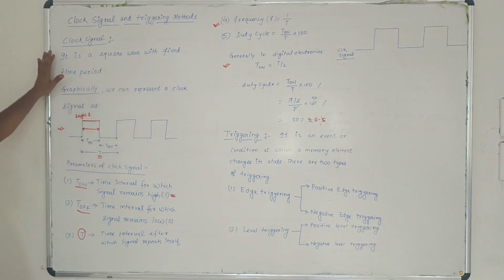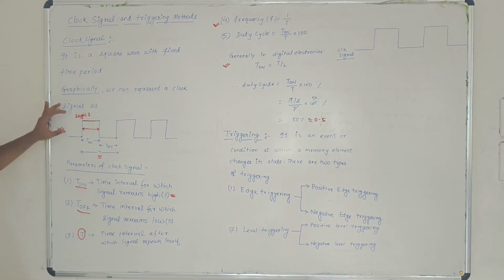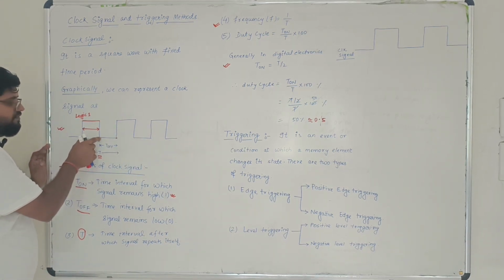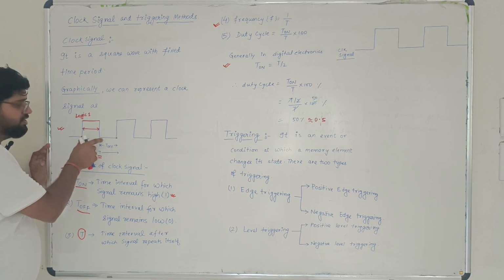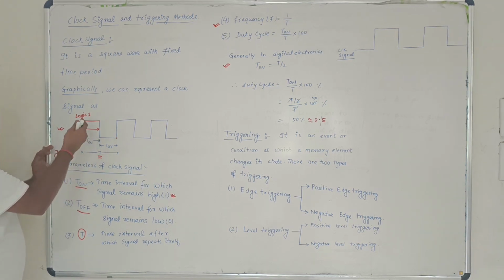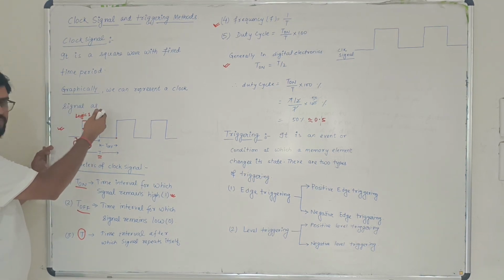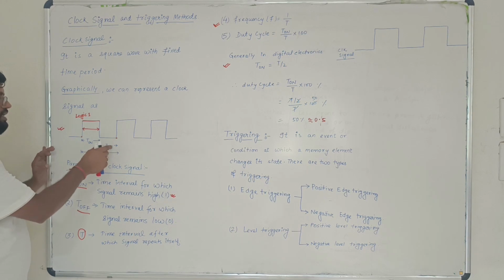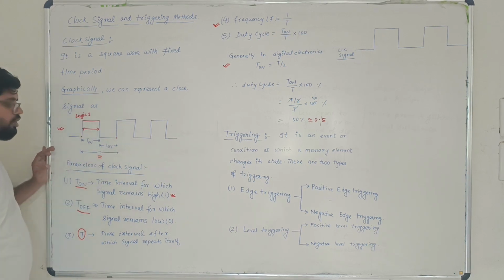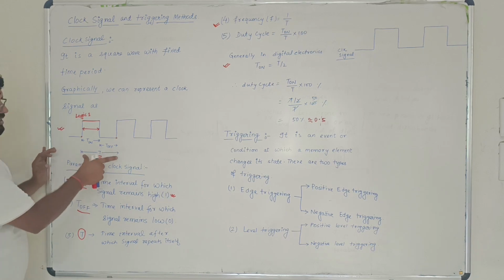Once again, a clock signal is nothing but a square signal with a fixed time interval. Graphically we can represent a clock signal by a square signal, where for half of the time interval it remains as t on, and for the other half it remains as t off. The total time period will be t. T on is the time interval for which the signal remains in logic 1 state, or high state. T off is the time interval for which the signal remains in low state, or logic 0 state. And what is the time period?